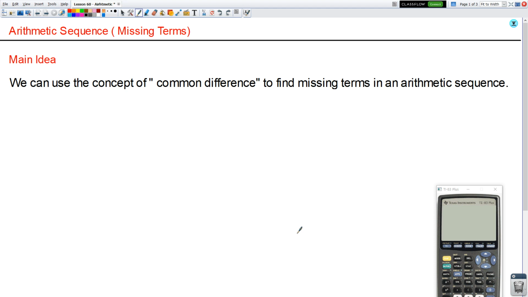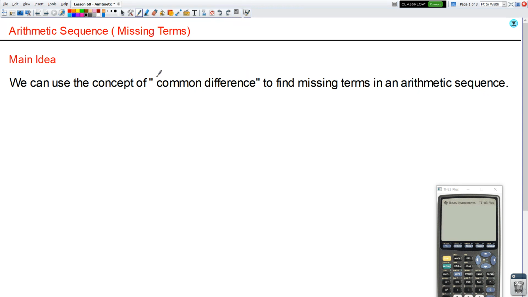Today, we're going to take a look into arithmetic sequences, but we're going to pay closer attention to some examples that might have some missing terms. The main idea here is that we can use the concept of the common difference to find missing terms in an arithmetic sequence.